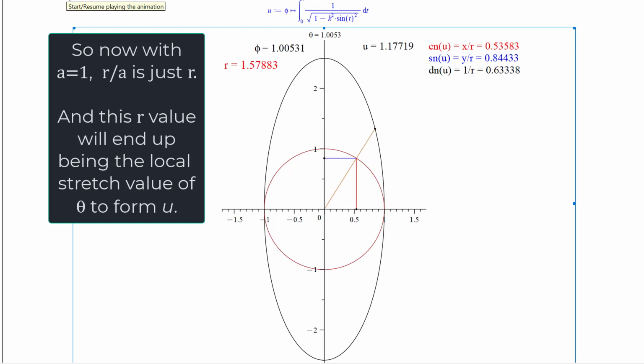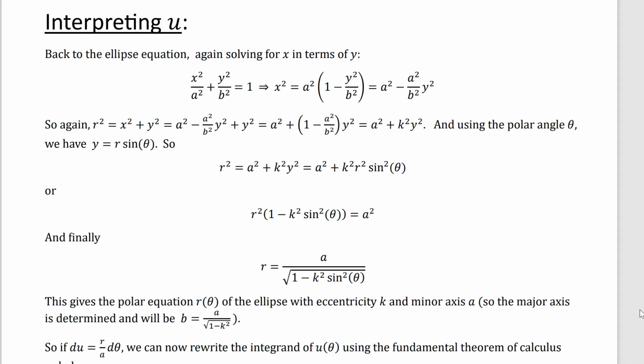So here's a look at the same idea, but here as I said, the major axis is 2.5. What I'm going to look at now is interpreting u. So again, for any ellipse, we can solve for r in terms of theta. I almost had it before, but if I redo the work, solve for x in terms of y, sub it in, and we got to this equation before. But now I'll sub in what y is.